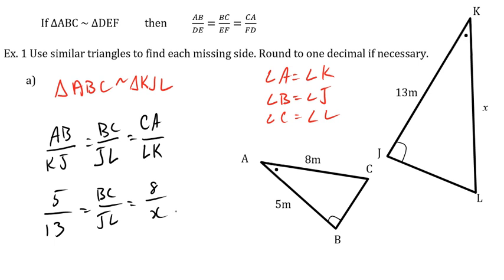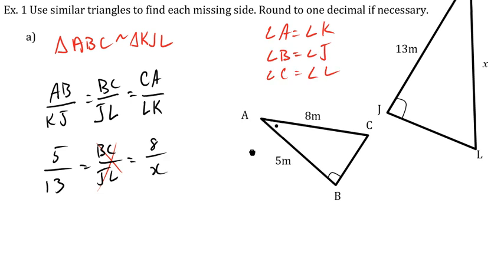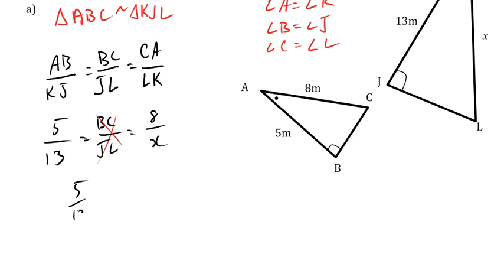So what were you going to say? Are you sure? So just watch for a minute. In this case, because this one has no measurements, and I'm not asked for anything in it, I don't know anything in it, I'll just cross it out, like I'm not using it. And so I end up with 5 over 13 equals 8 over X.